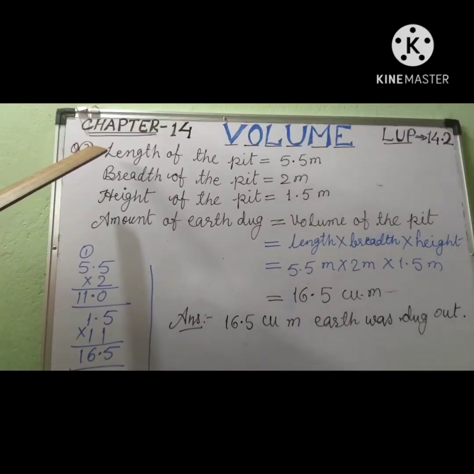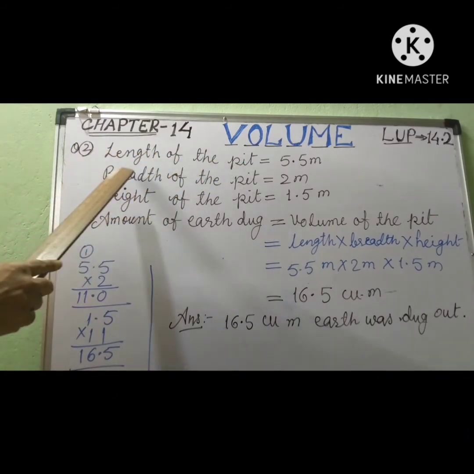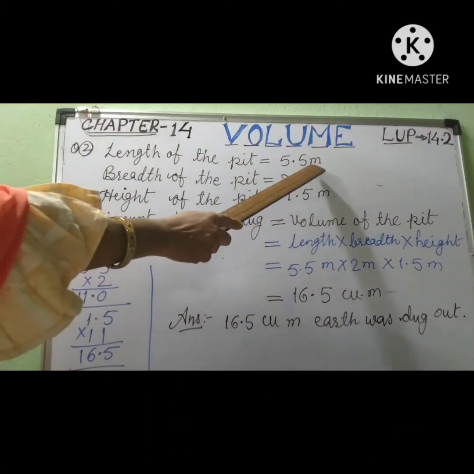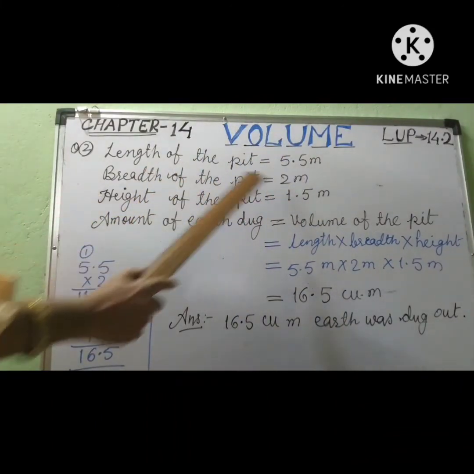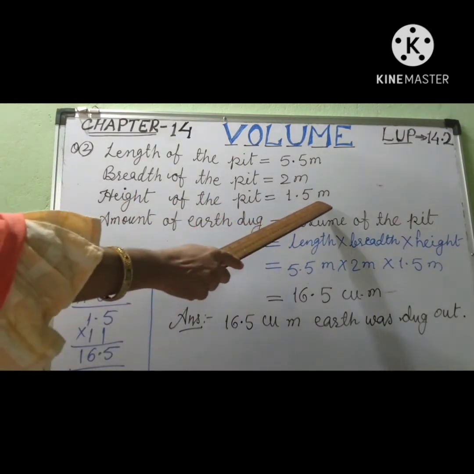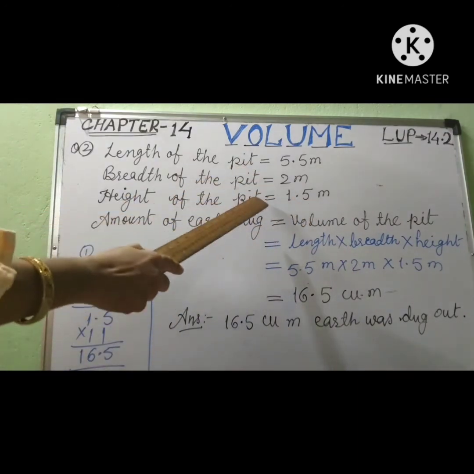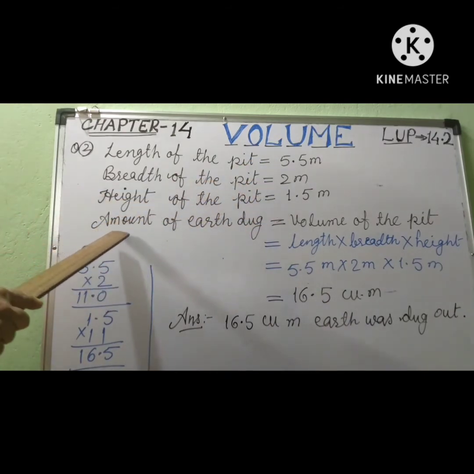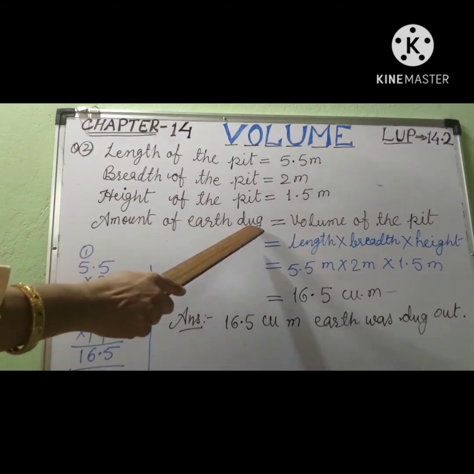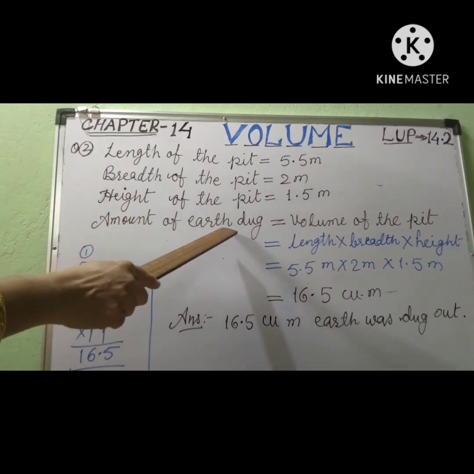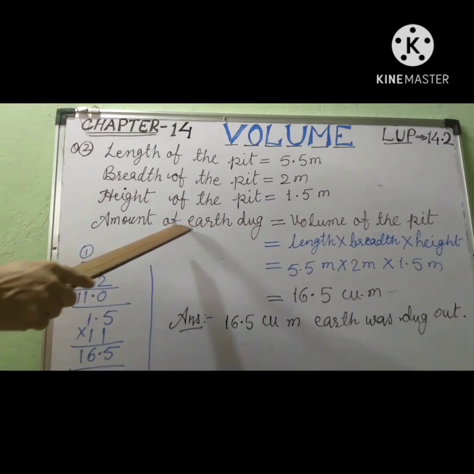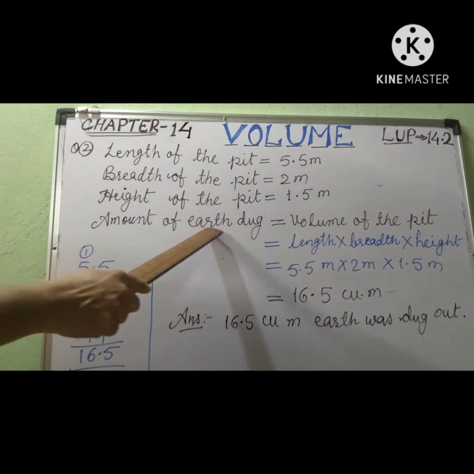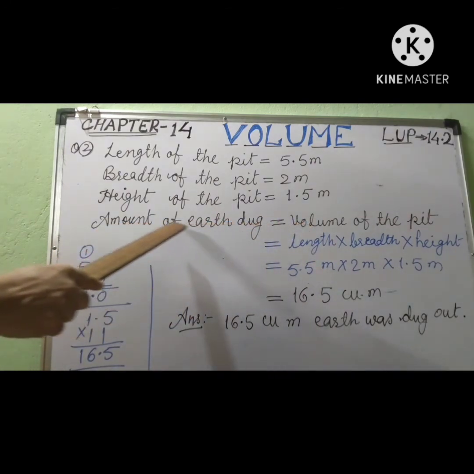ओके. तो इट इज गिवन लेंथ ऑफ द पिट एंड breadth of the pit and height of the pit is given. Okay. Length of the pit is 5.5 meter, breadth of the pit is 2 meter and height of the pit is 1.5 meter. मतलब उसने जो गड्ढा खोदा है उसका लेंथ, ब्रेथ और हाइट हमको दिया हुआ है क्वेश्चन में. ओके. सो व्हाट वी हैव टू फाइंड आउट हियर, अमाउंट ऑफ अर्थ डग. ओके. उसने कितना मिट्टी खोदा है, हमको ये उस मिट्टी का अमाउंट हमको फाइंड करना है. ठीक है. तो उसने कितना मिट्टी खोदा है, जितना गड्ढा होगा उतना ही मिट्टी उसने खोदा है.